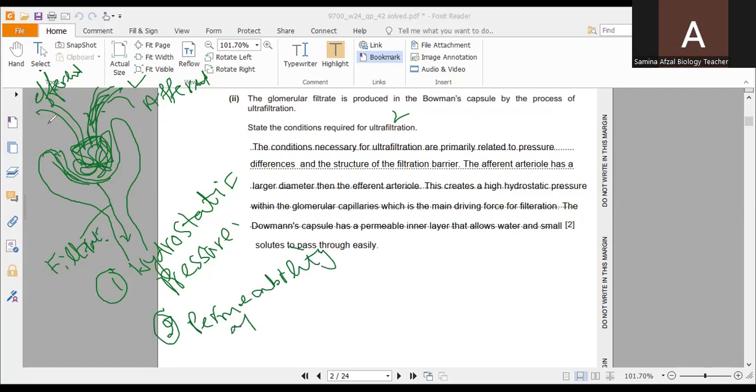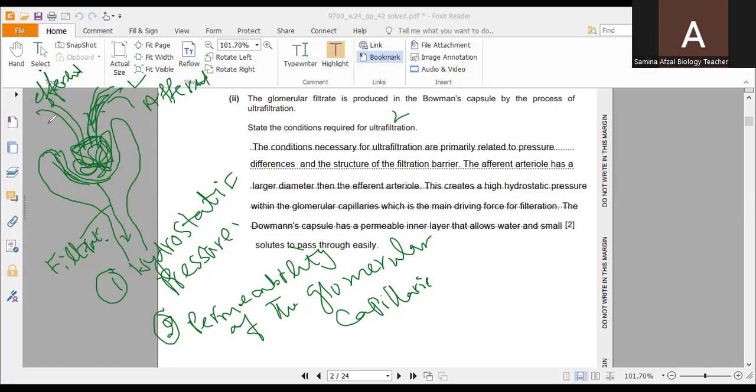Permeability of the glomerular capillaries. Permeability will allow or not allow a substance to enter or leave. So here, glomerular capillaries have fenestrations, or you can say small pores in their walls, making them highly permeable. This allows water and small solutes to pass through easily. So filtrate will be formed when permeability allows them.